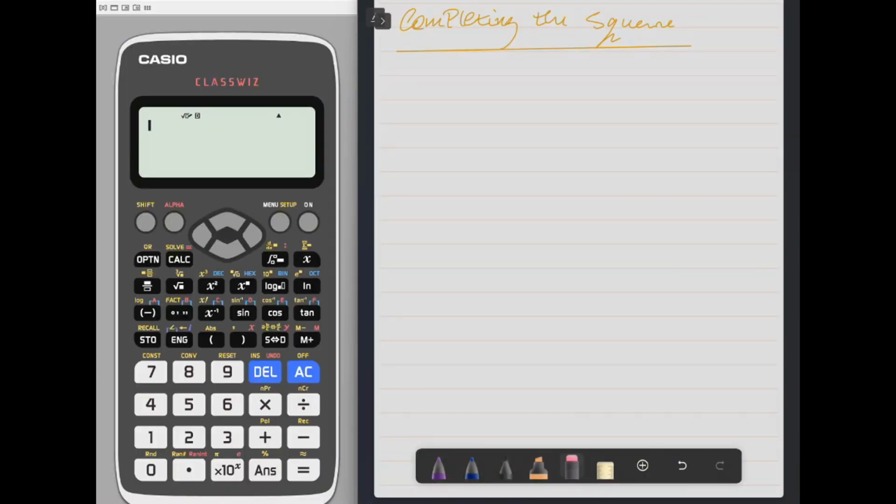Hello everyone, this is Mathematics and we are here with the second section of chapter Quadratics, which is completing the square. So guys, I just want to tell you that in this whole section, our objective is to write the quadratic that we are given in the form a times (x plus b) squared plus c. This is our whole objective in this section.